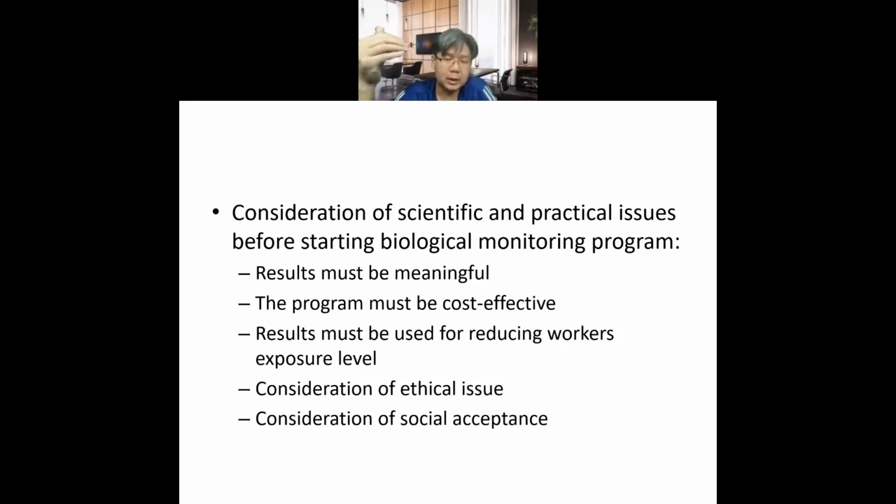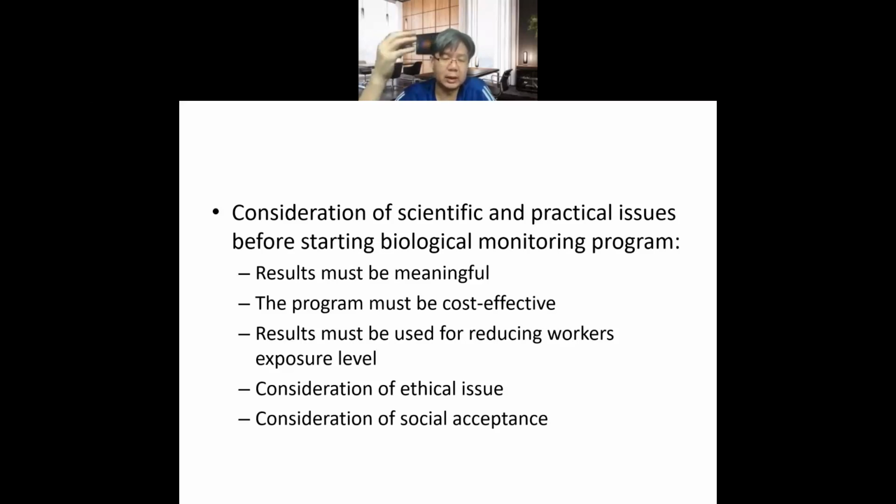The next one is that it must be cost effective. It shouldn't be too expensive. If one test costs 5,000 ringgit, then there's no point. But if one test costs about 100 or 200 or less than 100, should be okay. It's still affordable. And the result must be used for reducing workers' exposure level. It is related to what I mentioned, the result must be meaningful. If you know the result is high, then we will be able to prescribe medical removal protection, and then we can reduce the worker from exposure.